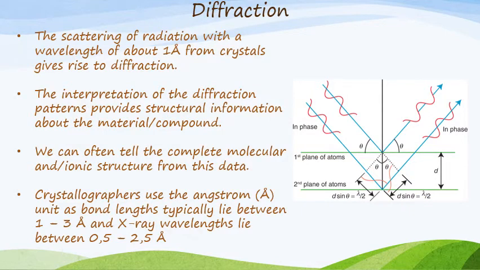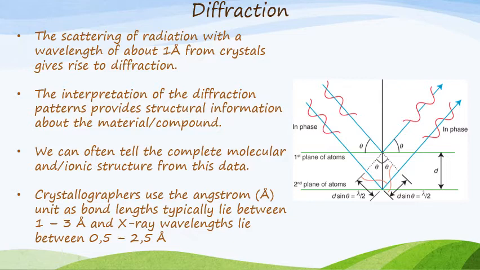What is diffraction? Well, diffraction really is the scattering of radiation with a wavelength of about 1 angstrom from crystals. And essentially, any interpretation of diffraction patterns is going to provide structural information about the material or the compound that we're looking at. We can often tell the complete molecular and ionic structure from this data, and crystallographers use the angstrom unit as bond lengths typically lie between 1 to 3 angstroms, and X-ray wavelengths lie between 0.5 to 2.5 angstroms.